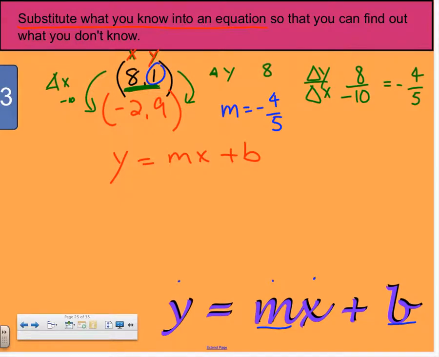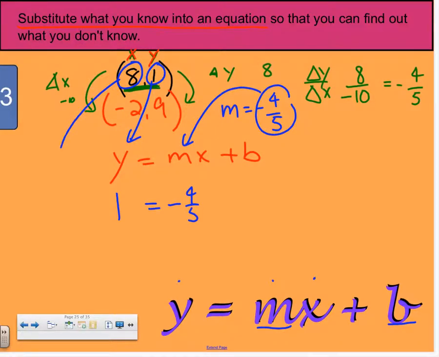This is y, and I'm going to substitute it in for y. So I've got 1 equals. Well, do I already have an m? I do. I have -4 over 5. That's going to go in for m, so I've got -4 over 5. What about an x? Do I have an x? Yes, I do. Remember, in this original coordinate pair, I'm going to put that in for x. And remember, mx is multiplication, so it's better to use parentheses.